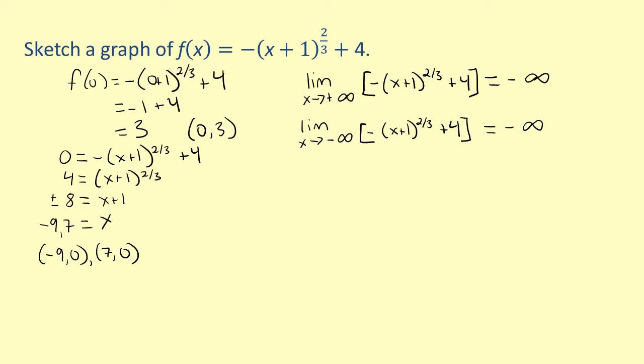Next, we'll check for vertical asymptotes. Vertical asymptotes occur when a function doesn't exist because there is a 0 in the denominator. In this case, the domain of the function is all real numbers, so there are no vertical asymptotes.